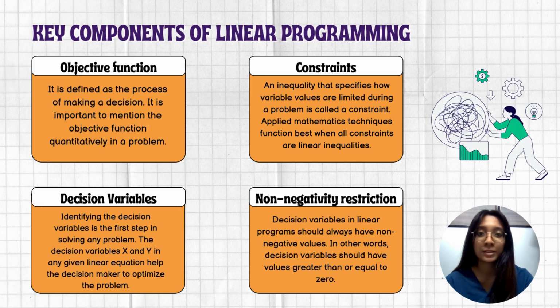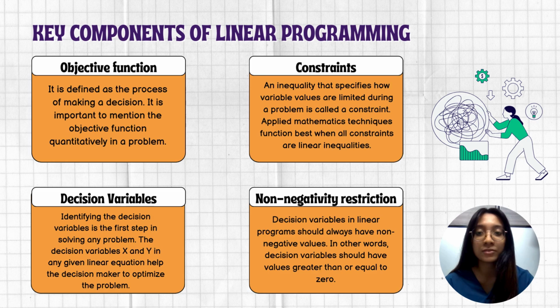Next, we have the key components of linear programming. First off, we have the objective function. It is defined as the process of making a decision. It is important to state the objective function quantitatively in a problem. Next, we have constraints. An inequality that specifies how variable values are limited during a problem is called a constraint. Applied mathematics techniques function best when all constraints are linear inequalities.